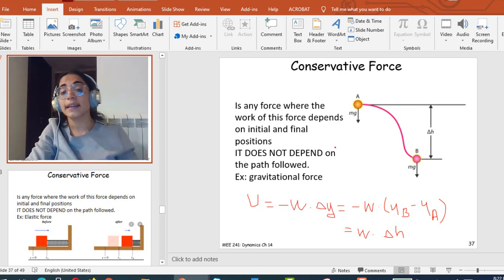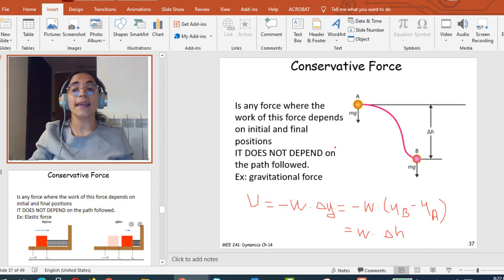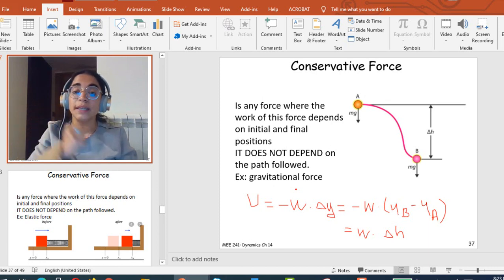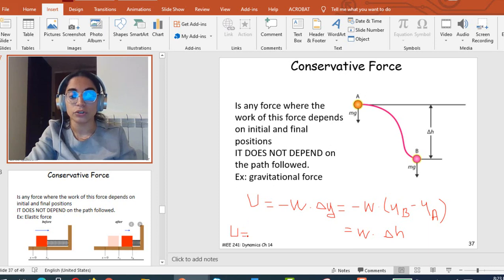Alright, so let's take an example. Assume that the weight is 10 newtons and delta H is 2, then the work between A and B done by this weight will be equal to 20 joules, right? So U will be equal to 20 joules.